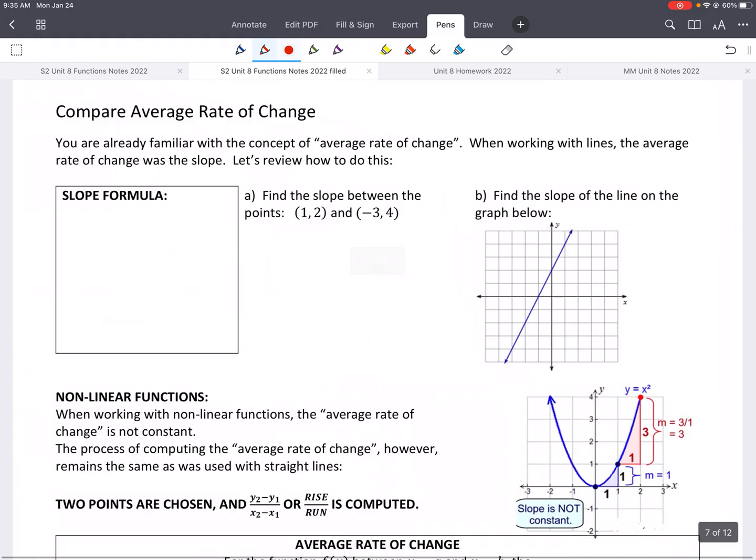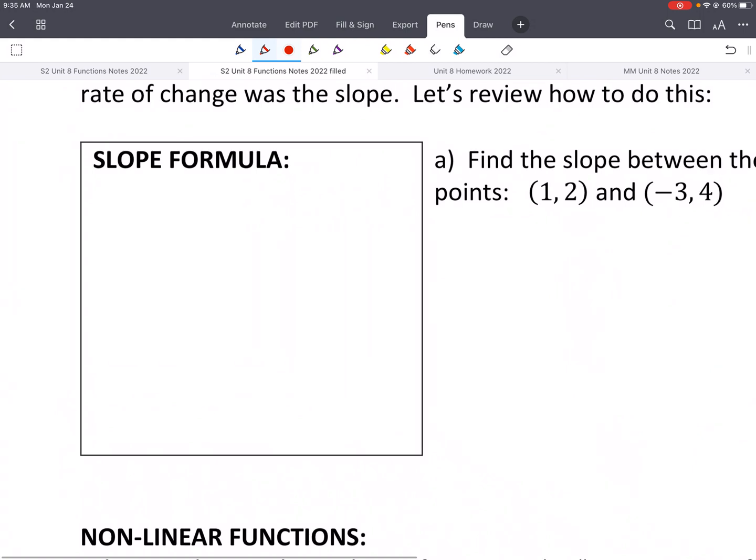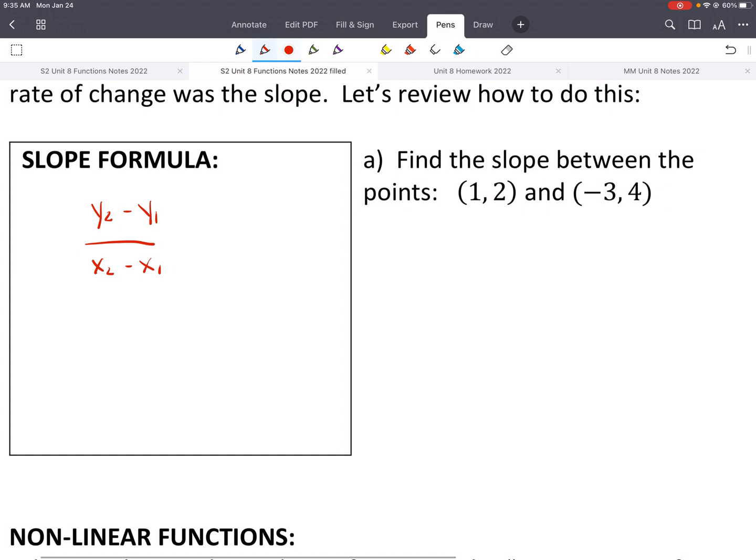All right, last thing we need to talk about, and you've done a lot of this before, is rate of change. You've talked about the slope formula in the past. That's y2 minus y1 over x2 minus x1, where x1, y1 is a point, and x2, y2 is your other point. And we want to find the slope between those 2 points.